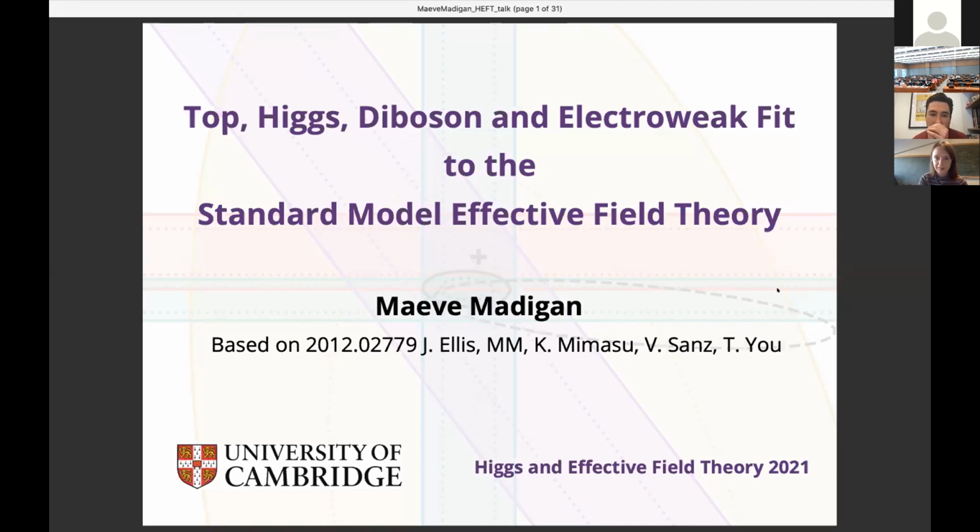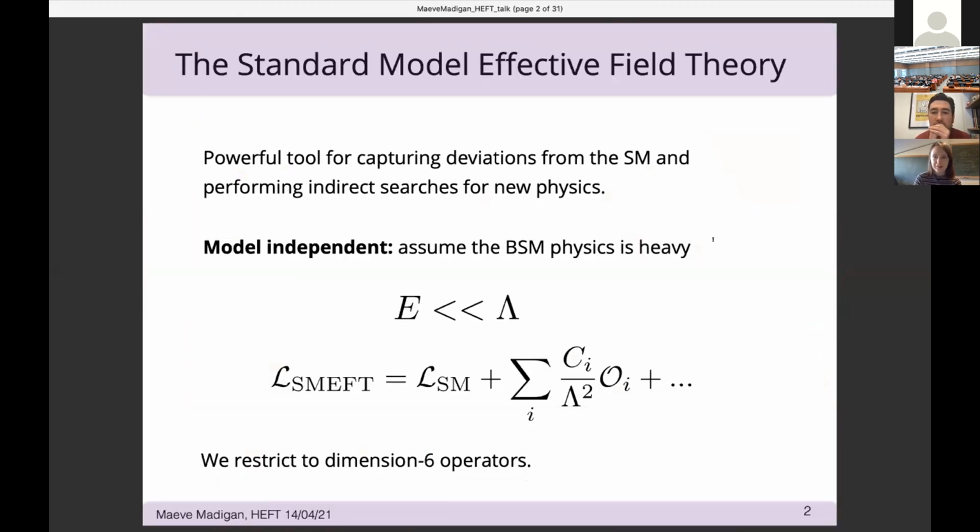So we'll start with the SMEFT, the standard model effective field theory. By now, this is really well established as a powerful tool for capturing deviations from the standard model and generally for performing indirect searches for new physics. One of the really key features of it is that it's model independent. So we can remain agnostic as to what kind of new physics is out there, as long as we just assume that this new physics is heavy.